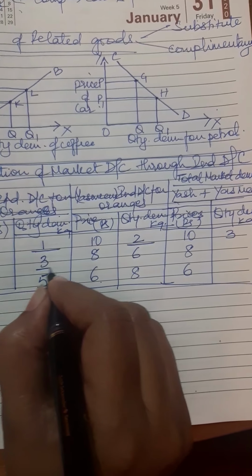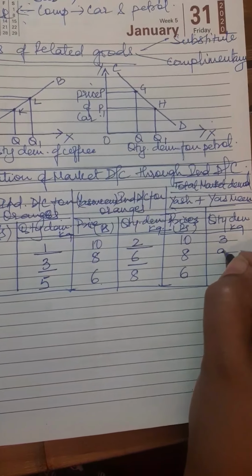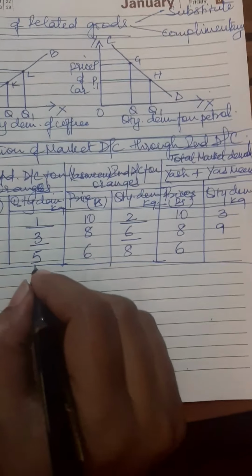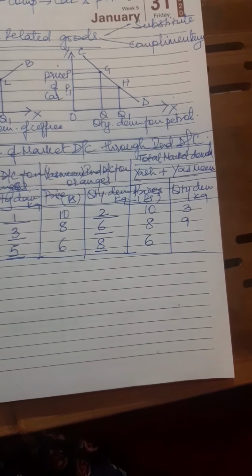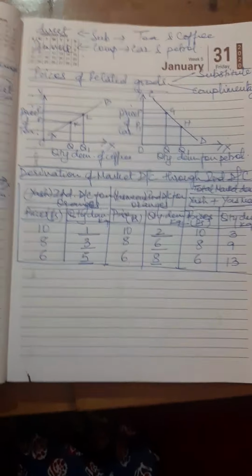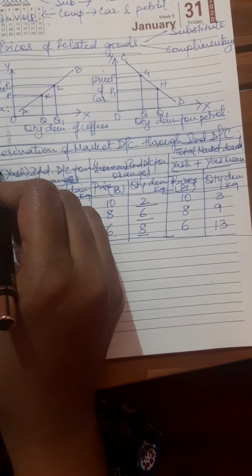Yash demanded 3 kg at 8. Yasmin demanded 6 kg at 8. So it is going to be 9. Now Yash demanded 5 kg at 6 and Yasmin demanded 8 kg at 6. So it is going to be 13 kg when the price was 6. So this gives you the derivation through a schedule.